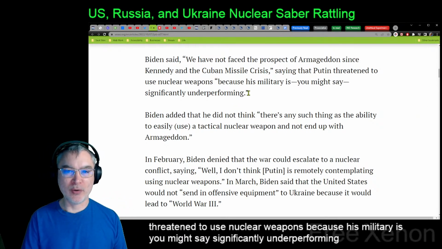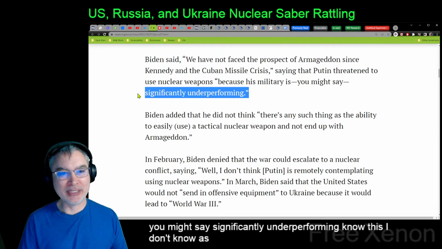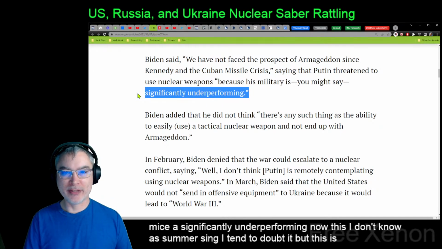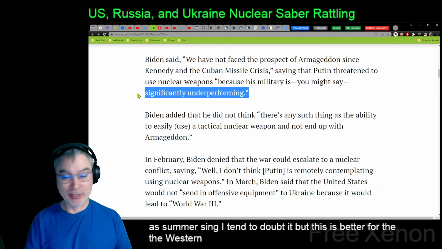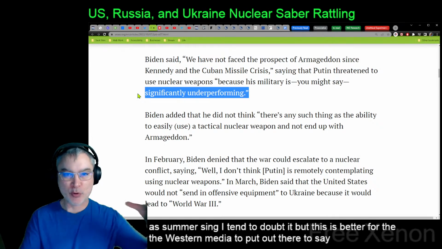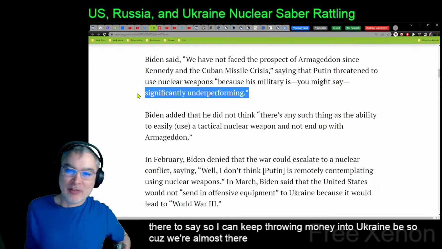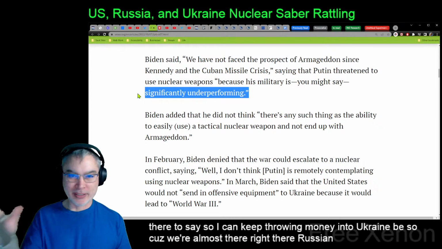Now, this I don't know. As some are saying, I tend to doubt it. But this is better for the Western media to put out there, so that they can keep throwing money into Ukraine, because we're almost there, right? The Russians are underperforming, and we're going to get there, right?